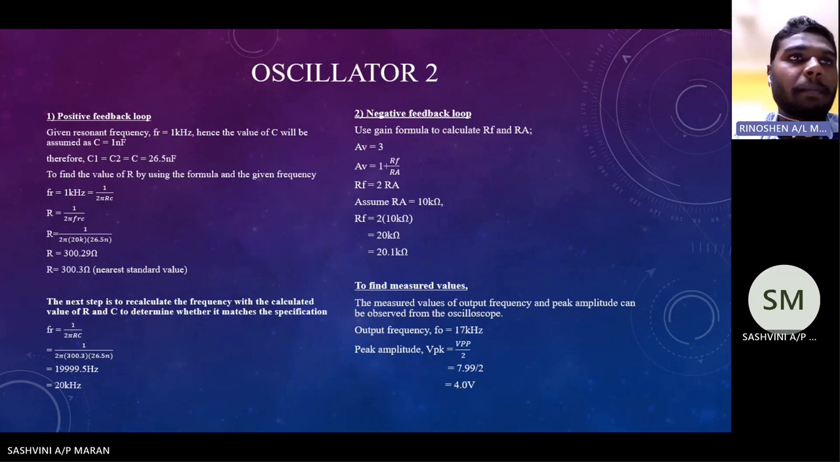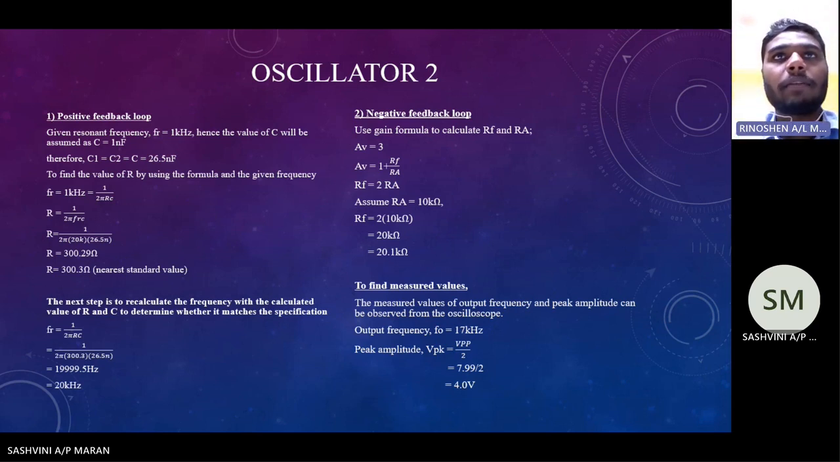The next step is to recalculate the frequency with the calculated values of R and C, to determine whether it matches the specification or not. So FR equals 1 over 2 pi RC. When we substitute the values, we get 20 kilohertz.